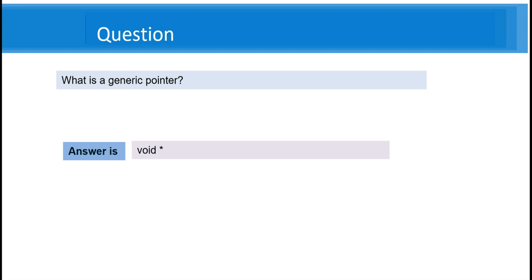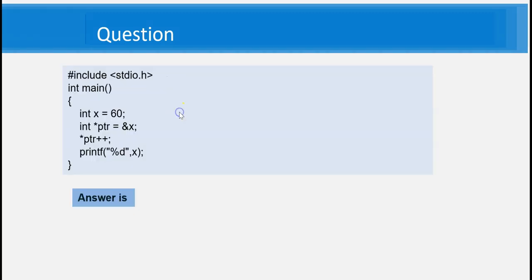But a generic pointer, which is void star, can point to any data type. So next question: we have an integer x is 60 and a pointer pointing to that x. Now we are doing star ptr plus plus, which is the post-increment operator. printf %d the value of x. Alright, so star ptr means it's the value. So now you can guess your answer.